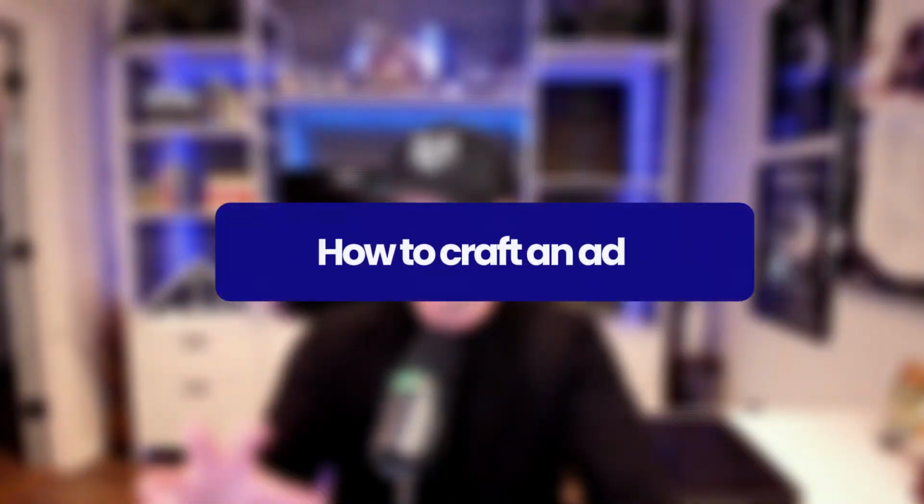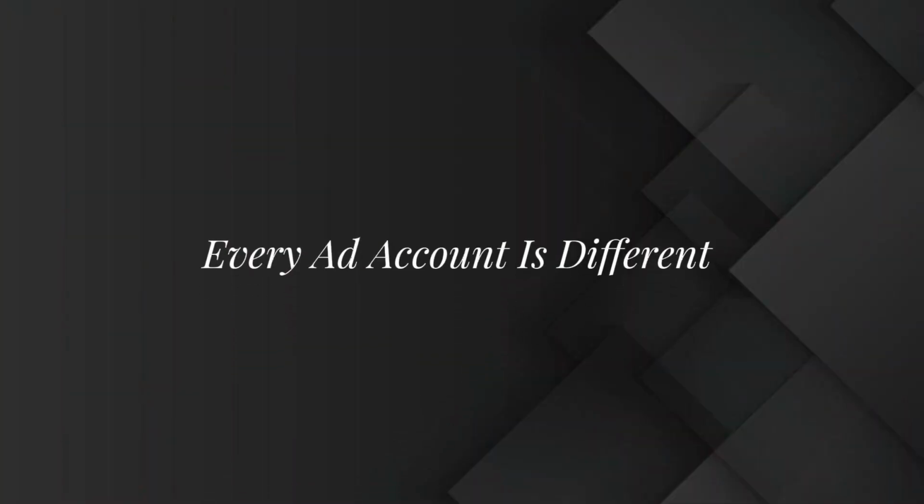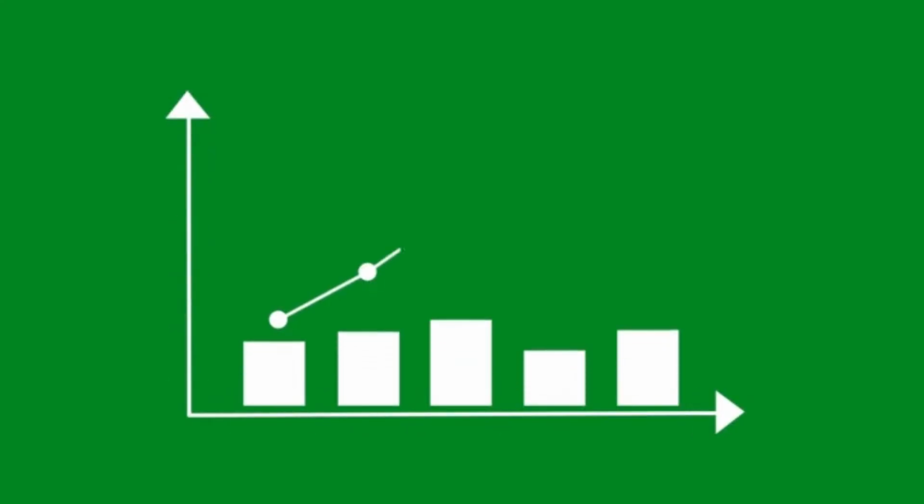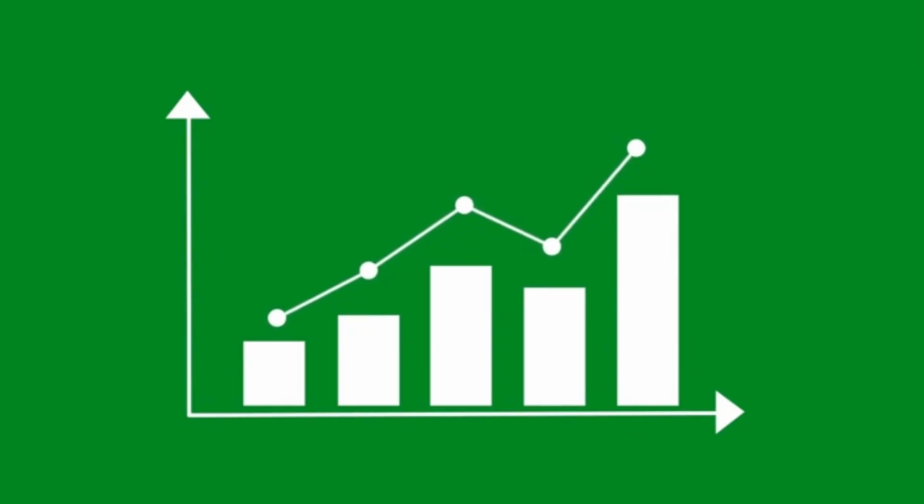So in future lessons, we're going to dive into how to craft an ad and what's going to work best. But as I said in one of the first lessons, every ad account is different. Everybody's reach, everybody's algorithm is going to react differently. So it's important that you learn how to evaluate data and how to make good decisions. And that is part art and part science. So I want you to know, as you're going into this, there is nothing set in stone.